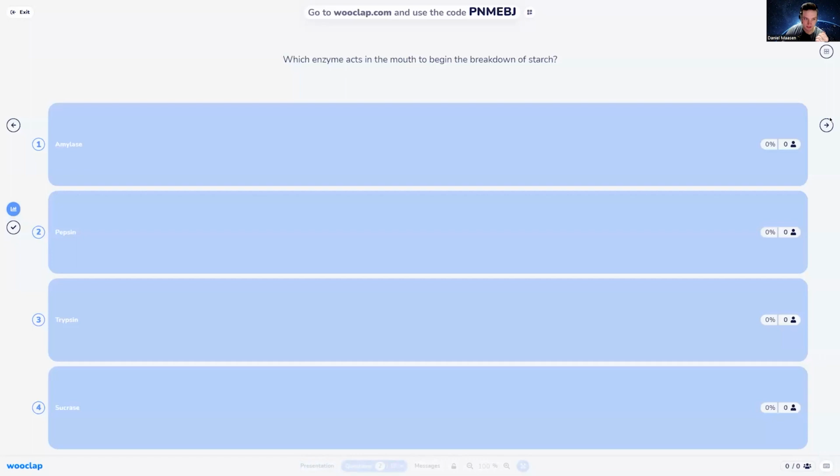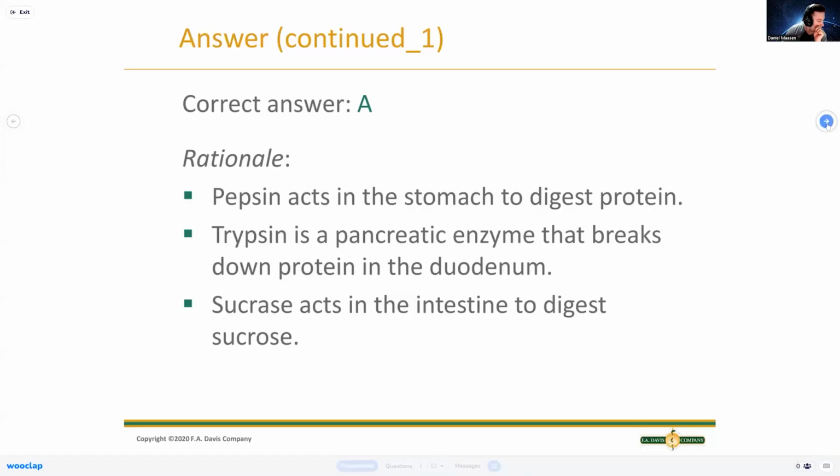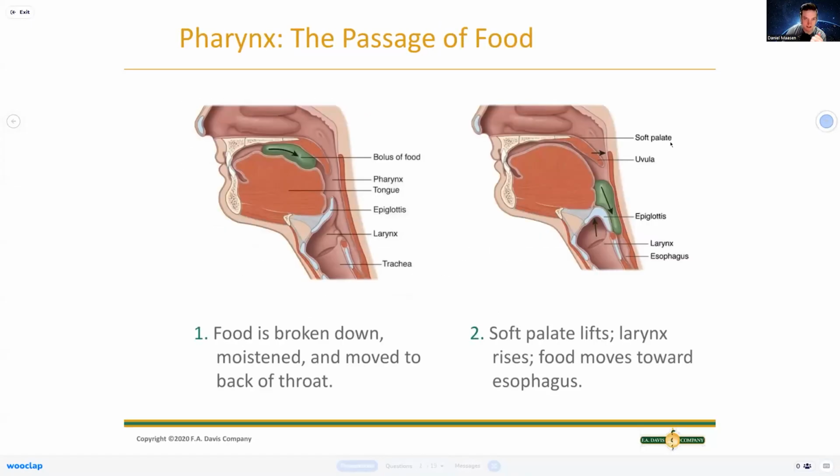So next we're looking at the pharynx. So pharynx, again, and we go through everything. Pharynx, big thing is just where the food bolus is passing through. But so far, we're looking at the GI tract. We're talking about the mouth, and then we're talking about the pharynx.